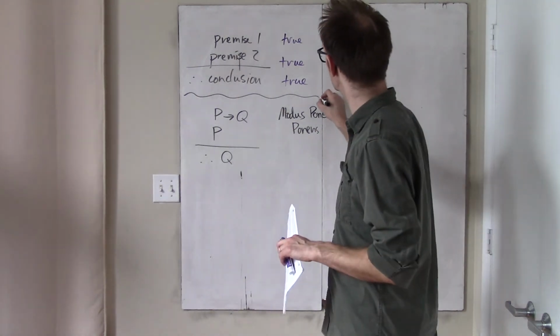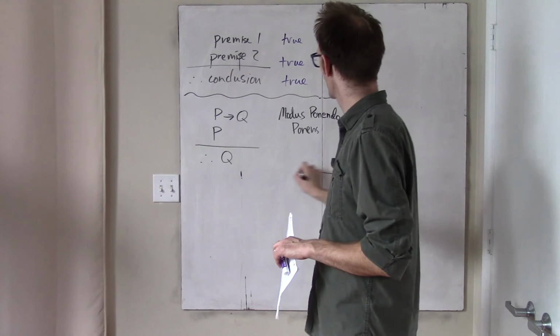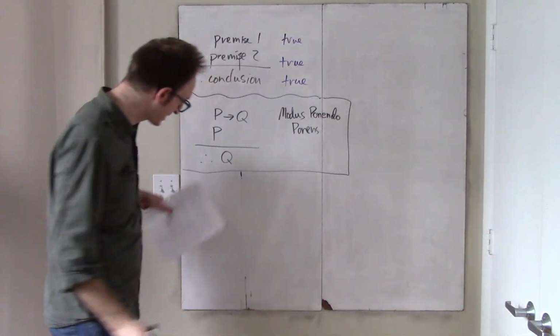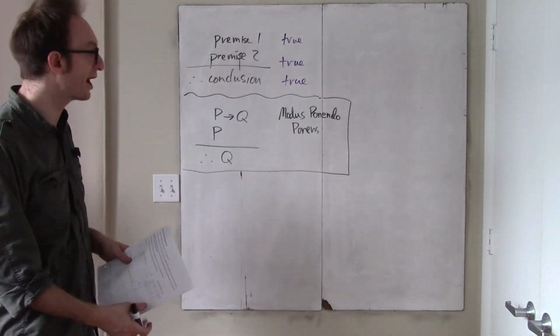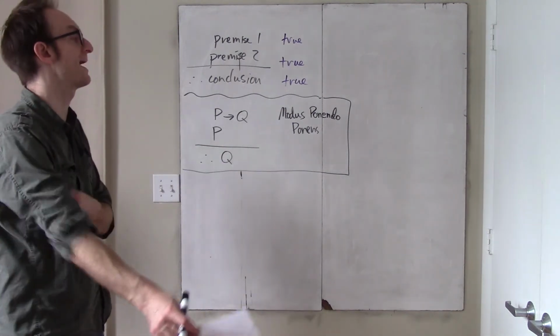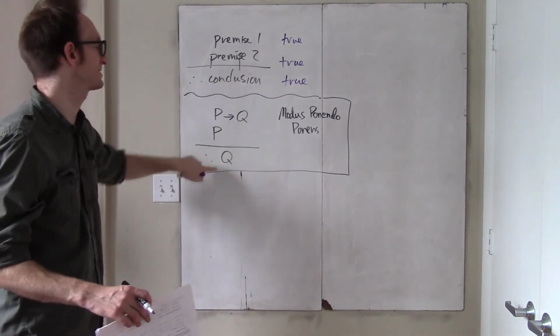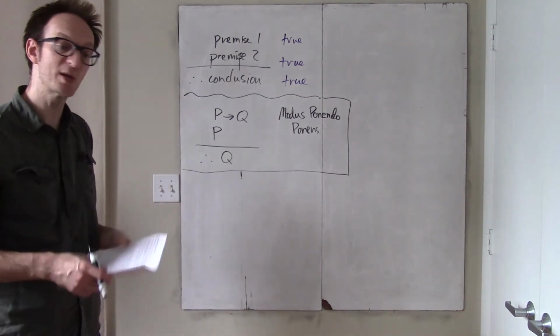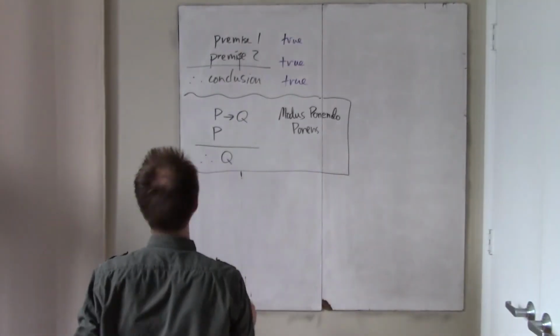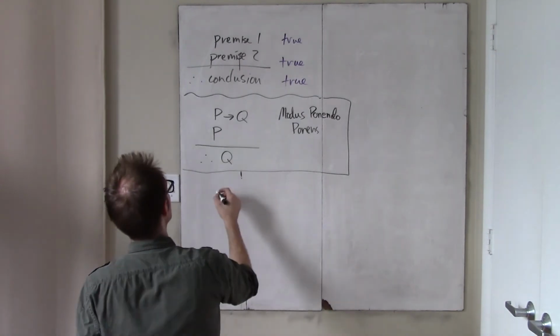But what is important is that this argument is valid. Why is this argument valid? This argument structure, or any argument of this format, is valid. And the answer is that when this is true and this is true, then this must be true also. How do we know this? Truth tables to the rescue.